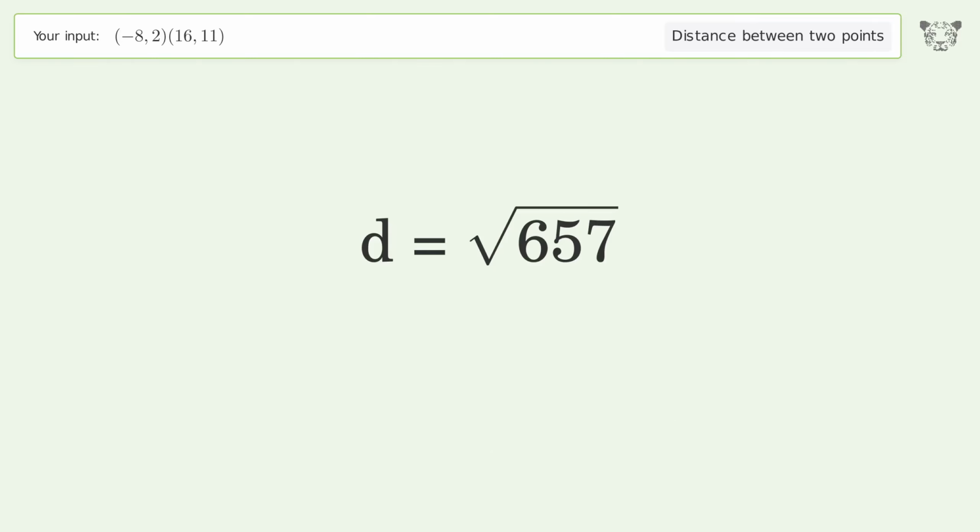And so the distance between the 2 points is the square root of 657, or 25.632.